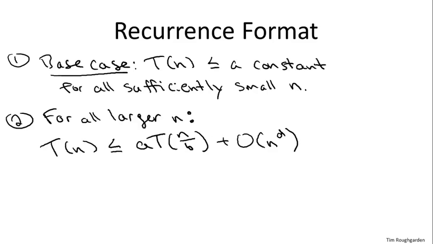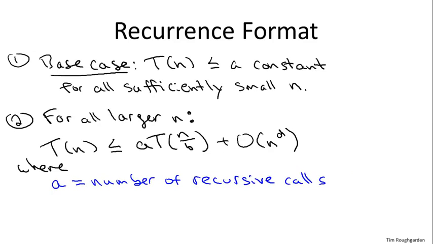So in addition to the input size n, there are three letters here, which we need to be very clear on what their meaning is. So first of all, there's a, which is the number of subproblems, the number of recursive calls. So a could be as small as 1, or it might be some larger integer.